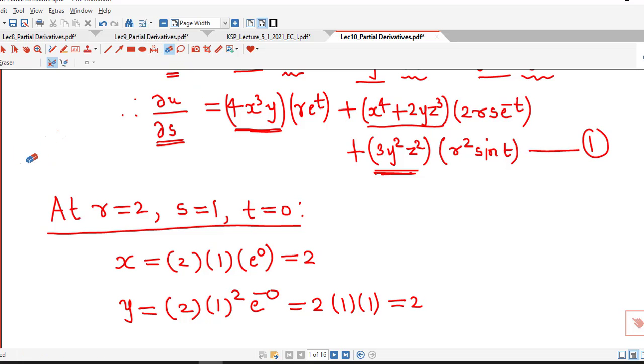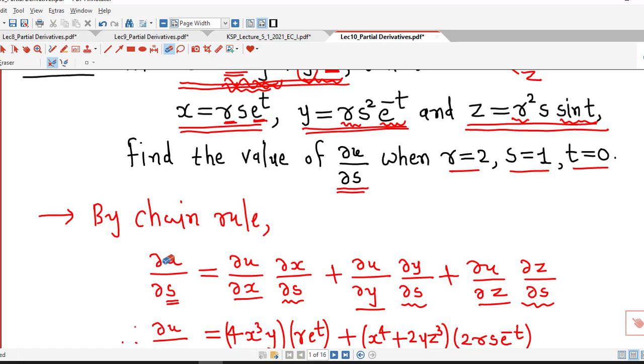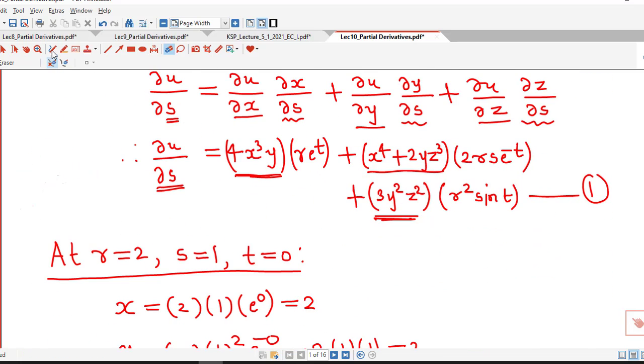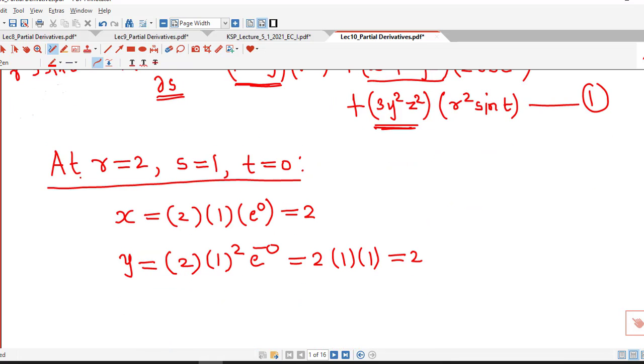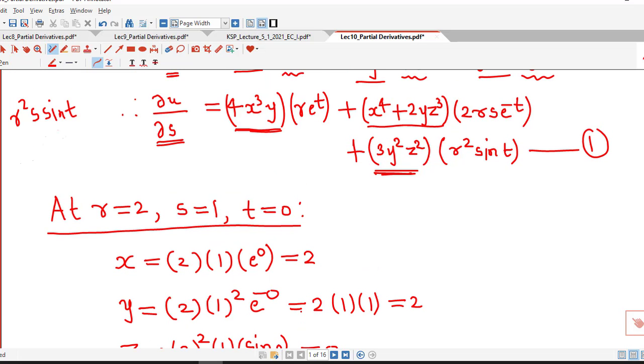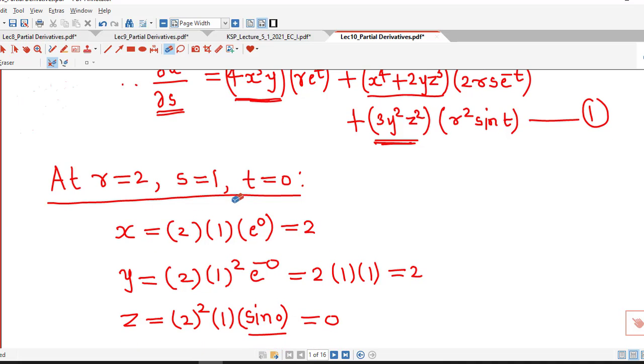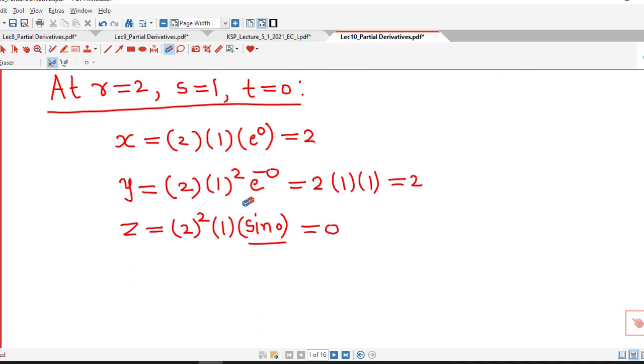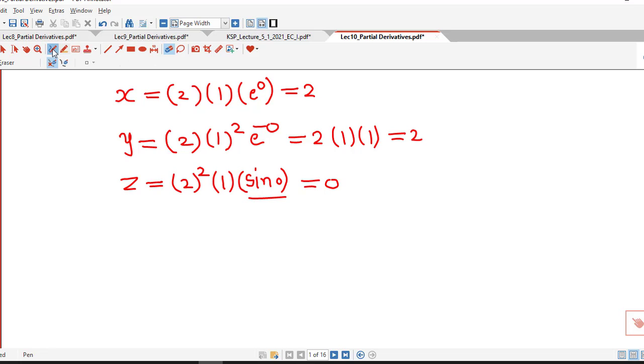And then z is given by r square s sin t. So we put z equal to r square means 2 square, s means 1, sin t means sin 0. And as we know, sin 0 is 0, so it becomes 0. So these are the values of x, y, z at r equal to 2, s equal to 1, t equal to 0.